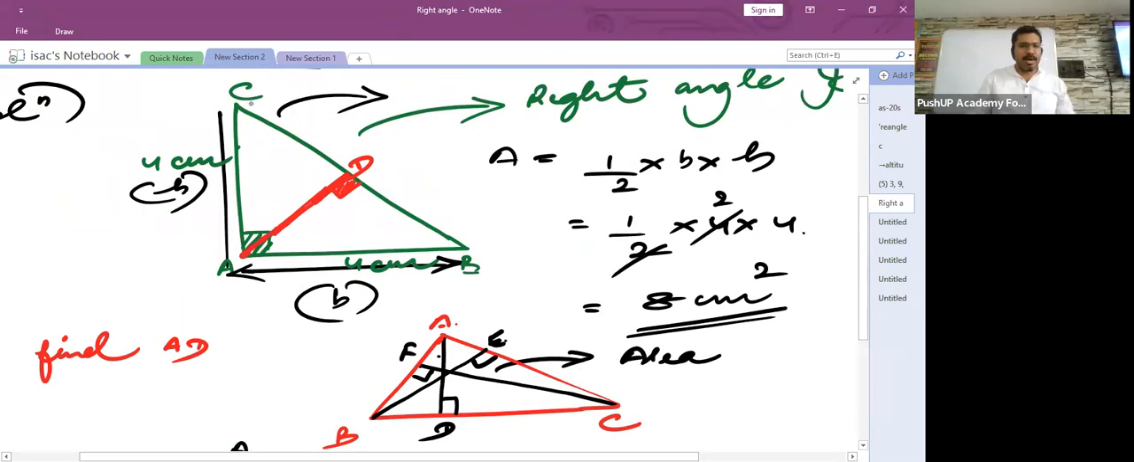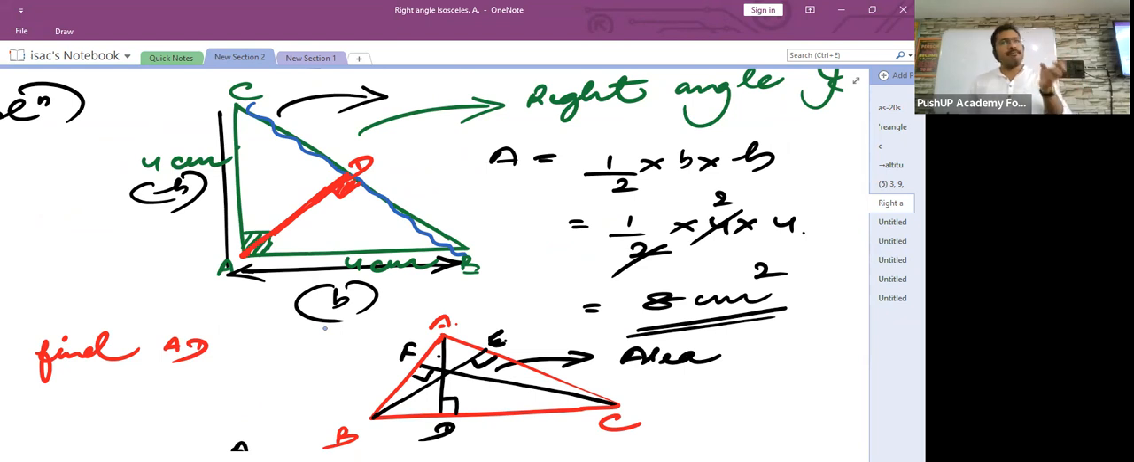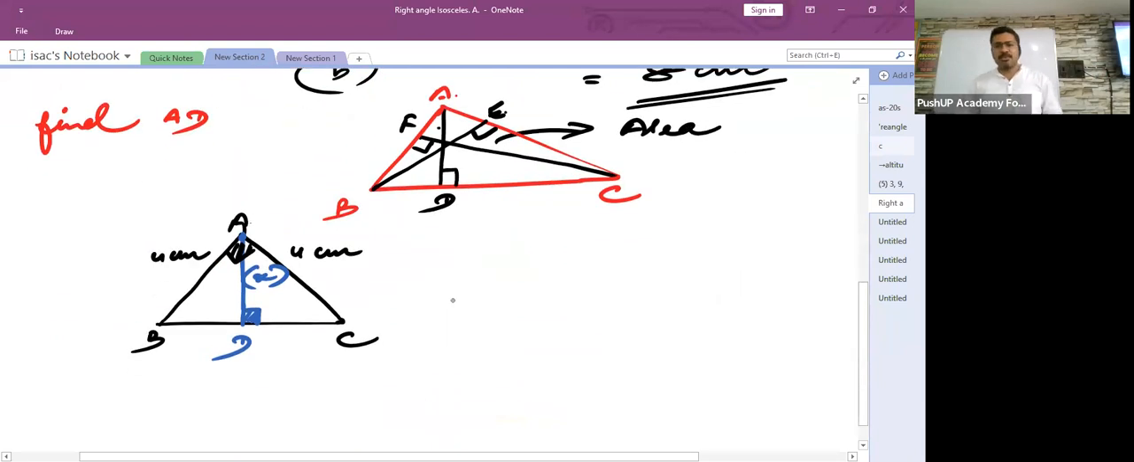Now let me ask you one more question. Children, do we know what is the value of BC? As of now, we don't know the value of BC because it is not given to us. But whenever a right angle triangle is given to you with two of its sides already mentioned, can't we find the third side by using Pythagoras theorem? Whenever a right angle triangle is given, Pythagoras will come into existence from nowhere. So here also, since two of the sides are given and the third side is unknown, let's use the Pythagoras theorem to find the value of BC.